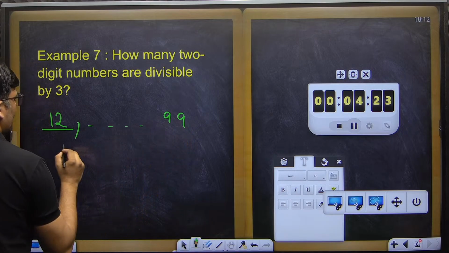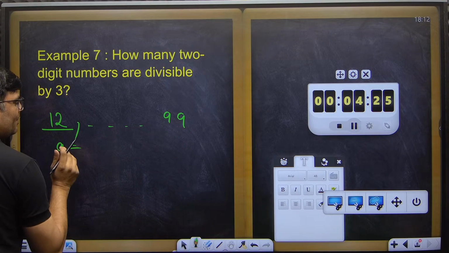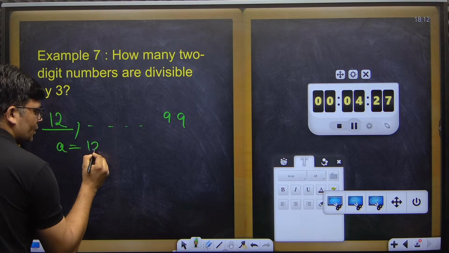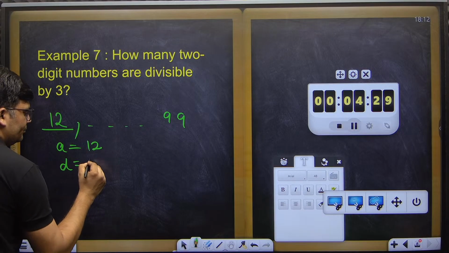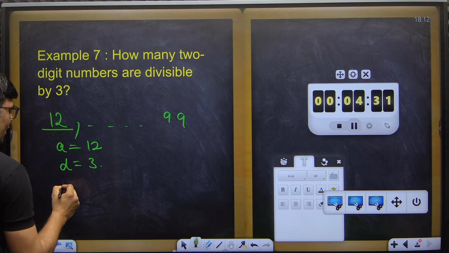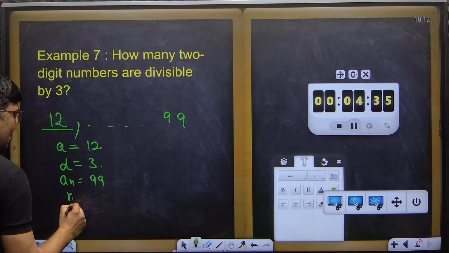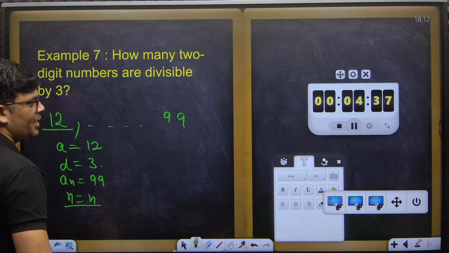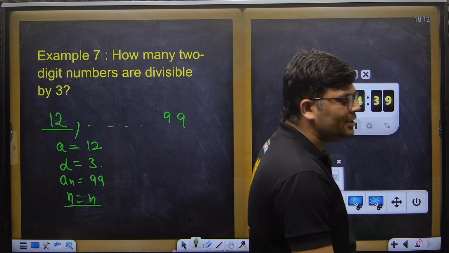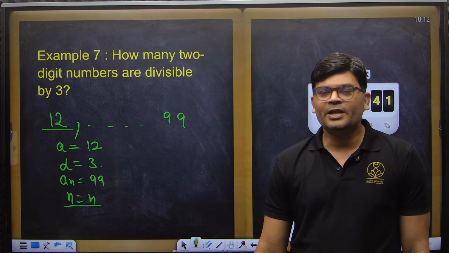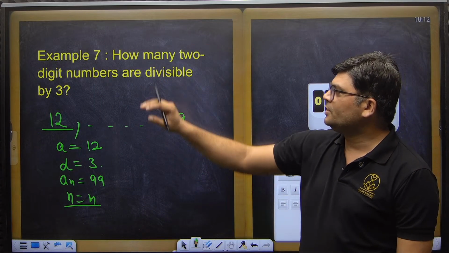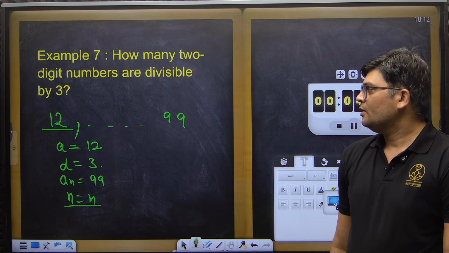99. Now tell me, what is A? What is D? What is N? What is being asked? Can you find it quickly? Tell me what is N. How many two-digit numbers are there divisible by 3?